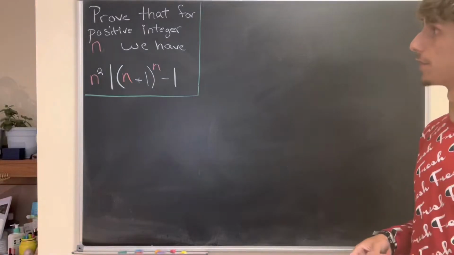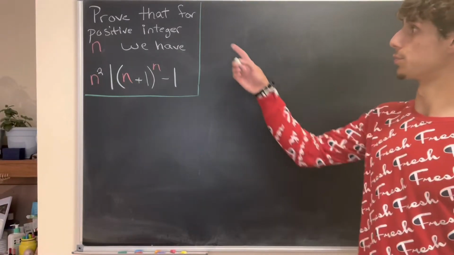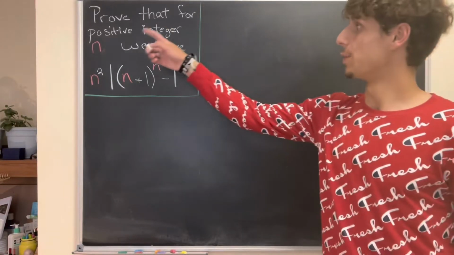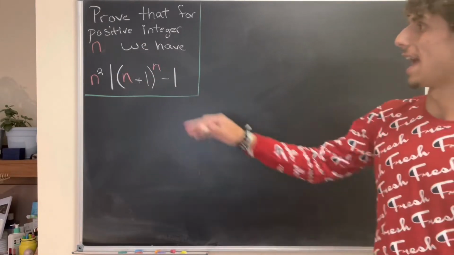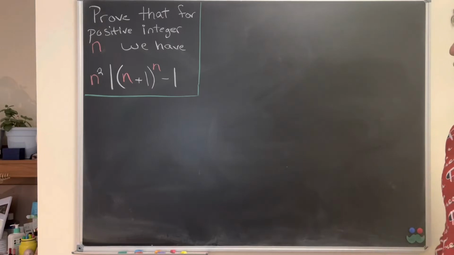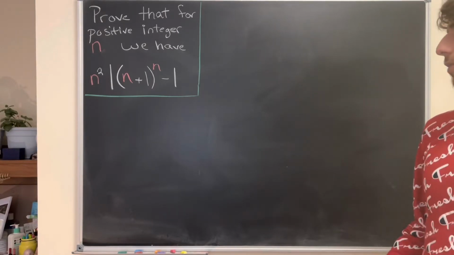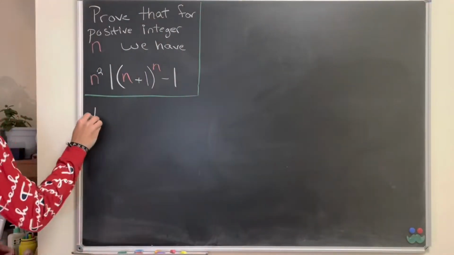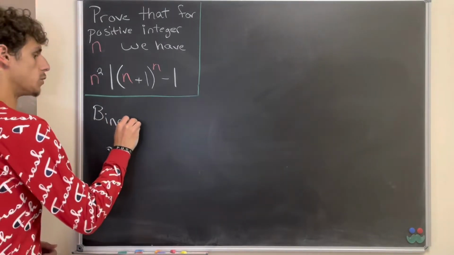Here I have a nice number theory problem for the channel. We're asked to prove that when we have a positive integer n, n squared divides (n plus 1) to the n power minus 1. And we're going to use something called binomial expansion here that I'll go ahead and note down right here.